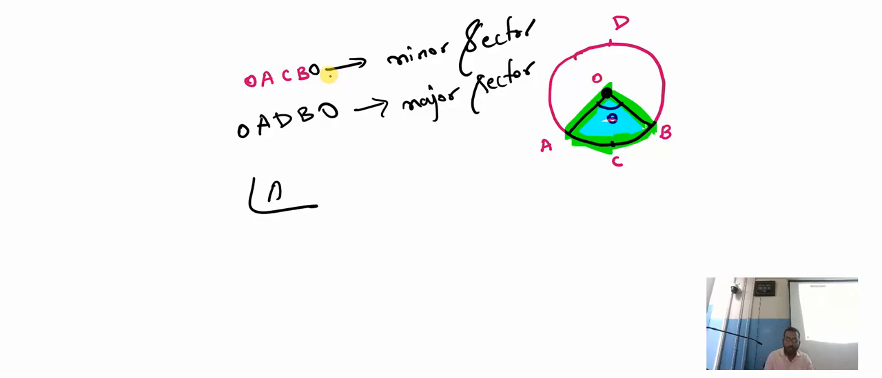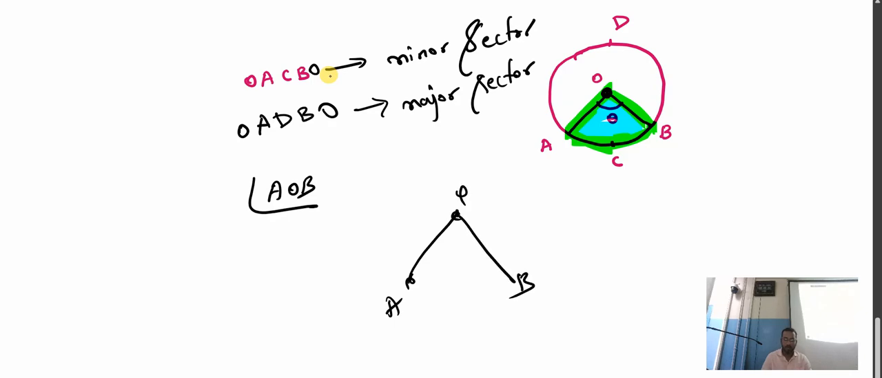Next line. Angle AOB. Can you see the figure? Here we have got one angle. Start from A, O in the middle, ending at B. Between this we are getting one angle. Angle AOB is called the angle of the sector.